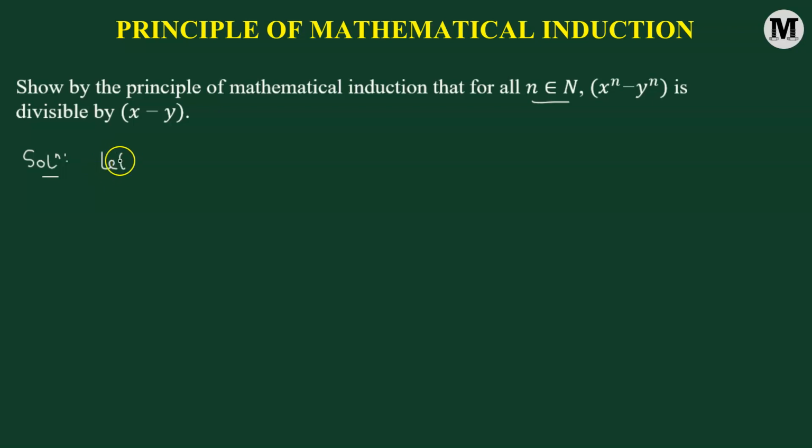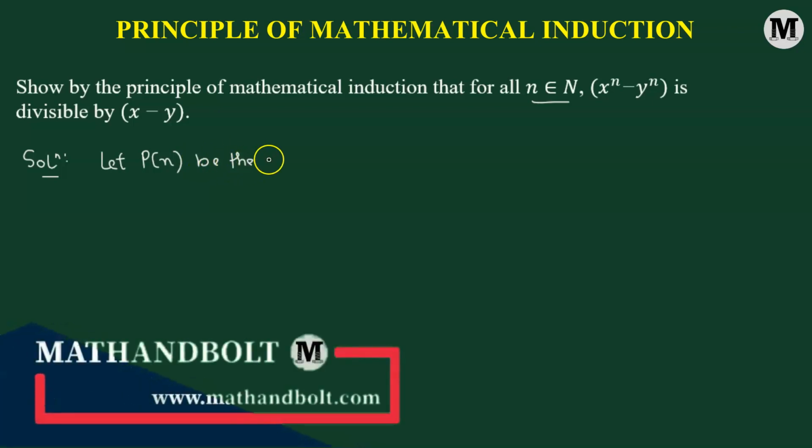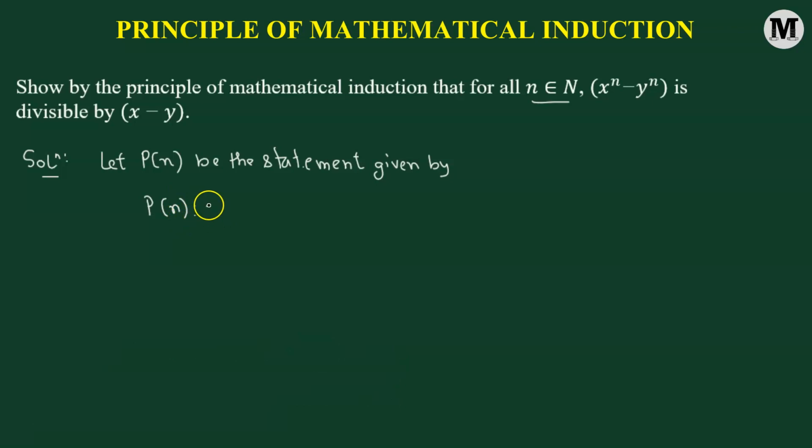So we're going to denote that statement with p of n. Let p of n be the statement given by, we're going to express the statement as p of n such that x raised to the power of n minus y raised to the power of n is divisible by x minus y. Fine. So we're naming this statement as p of n.